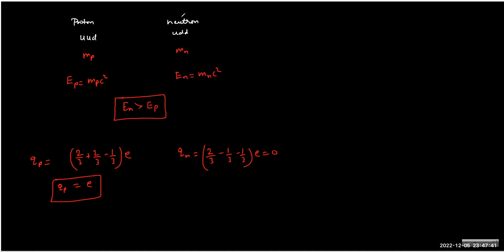So if you draw the diagram of the neutron, it will have a positive layer and a negative layer. And the net charge is 0.